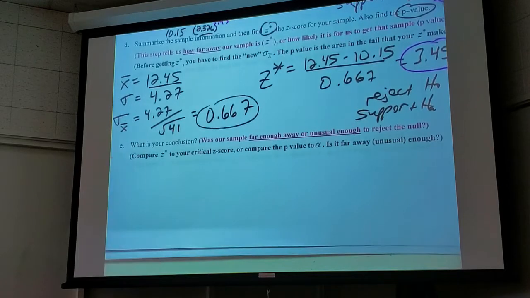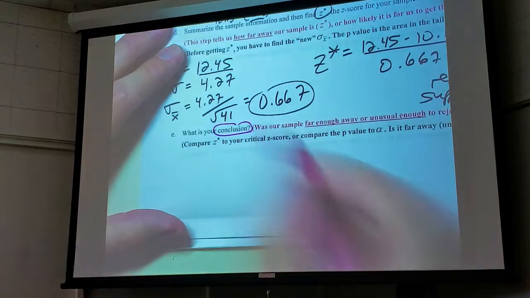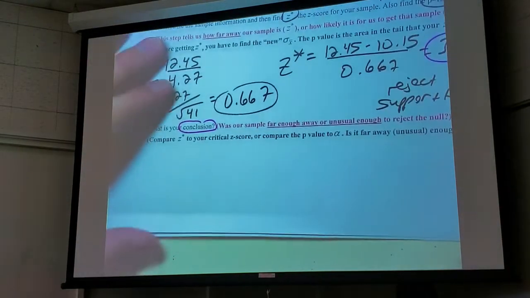But all we're worried about right now is just the mechanics of how this works. Now we have to do everybody's favorite part of any problem, our conclusion.